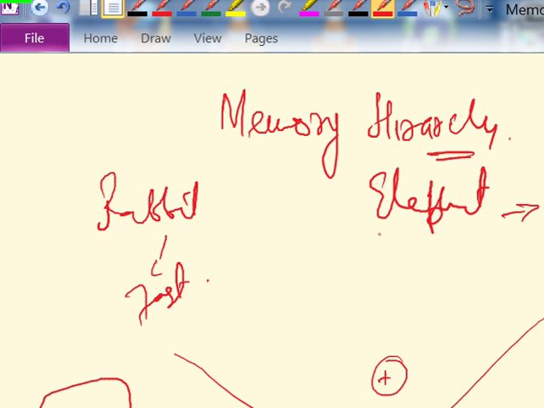So then why do we have a hard drive at all? Because it is big. Why is it big? Because it is cheap. It is cheap, so we can afford big.